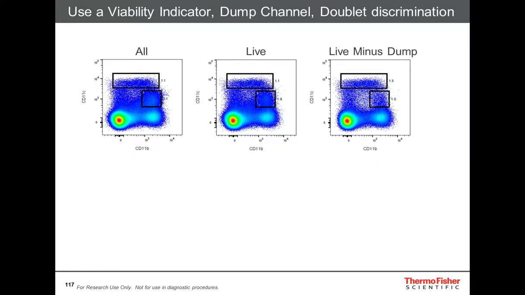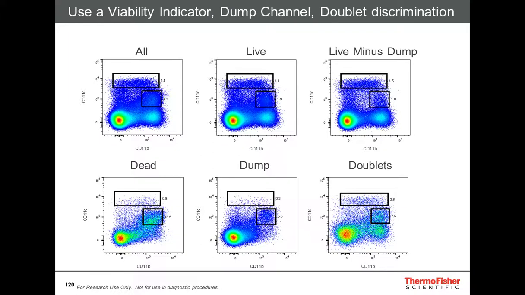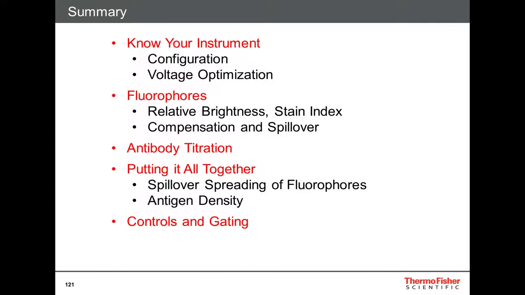So here's a slide just looking at the differences that you'll get when you exclude dead cells, when you use a dump channel, and when you exclude doublets. So if you're looking at rare cells, or if you're looking at any cells, it's really important to exclude the cells that you need to exclude in flow cytometry.